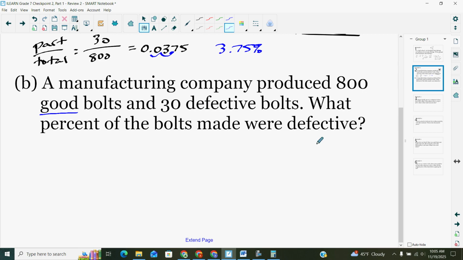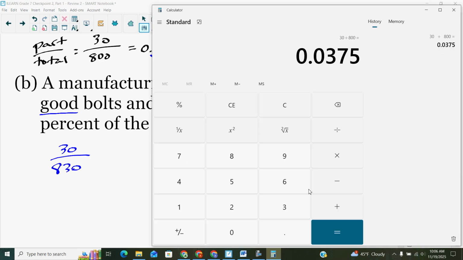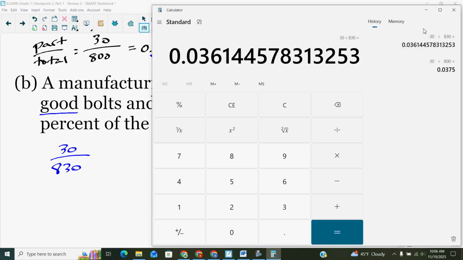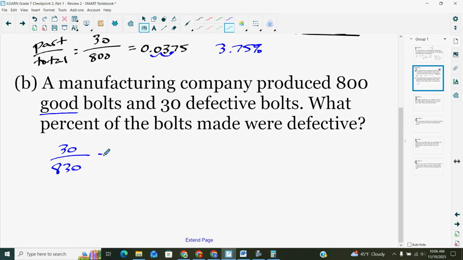The part that's defective, that's 30 of them, out of the total. I have 800 good ones and 30 defective ones. So my total this time is 830. And we do our division, 0.03614. Move the decimal point 2 places, 3.61%. And typically, if it needs you to round, the problem will tell you what to round to. Let's round to the nearest hundredth of a percentage point.